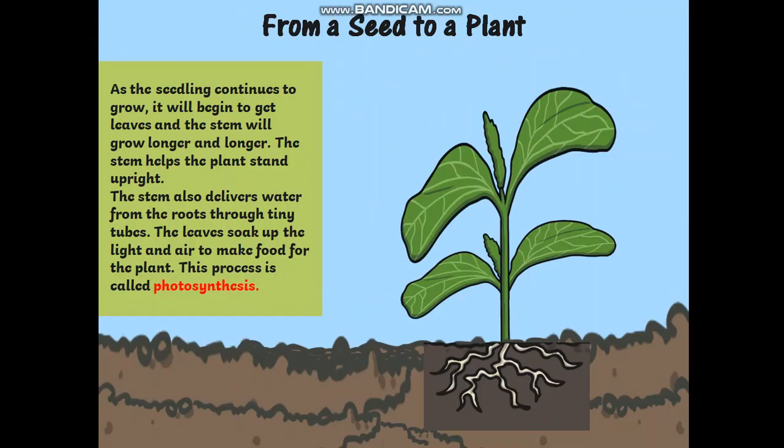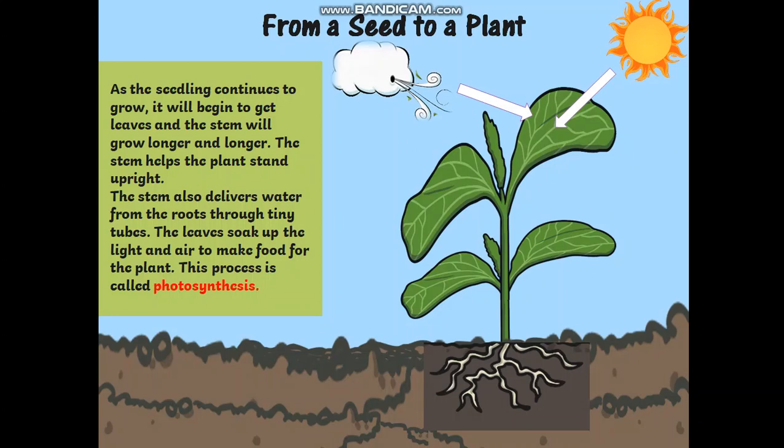As the seedling continues to grow, it will begin to get leaves, and the stem will grow longer and longer. The stem helps the plant stand upright. The stem also delivers water from the roots through tiny tubes, which is called xylem. The leaves soak up the light and air to make food for the plant. This process is called photosynthesis.